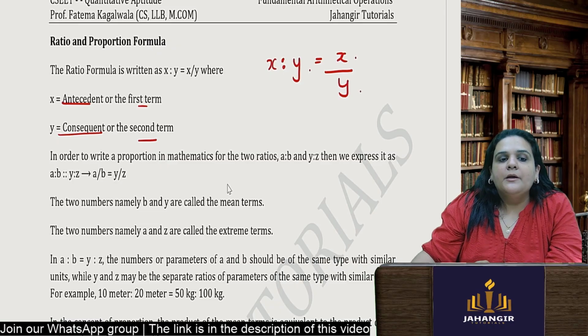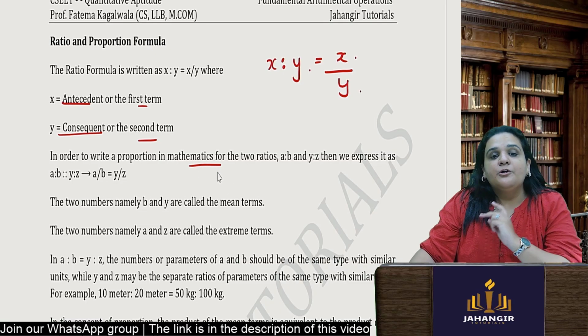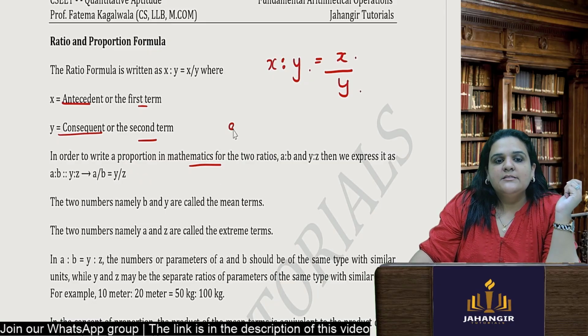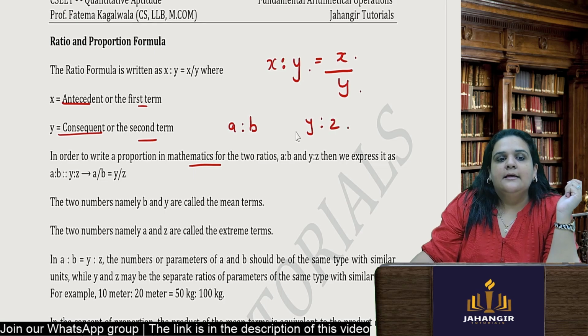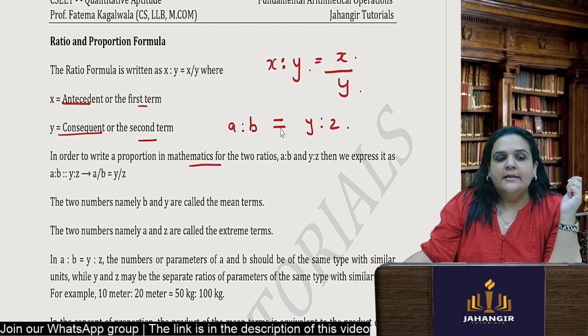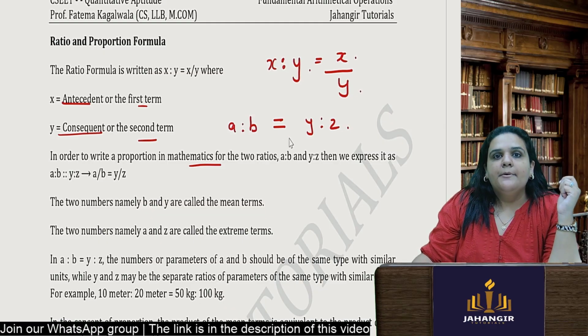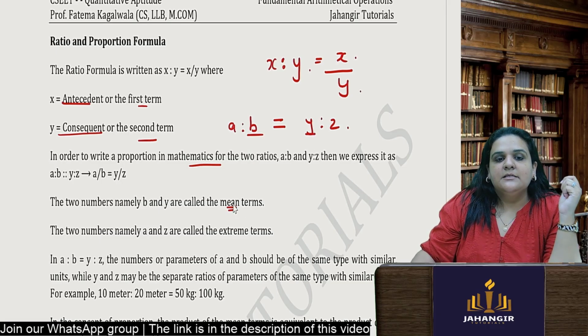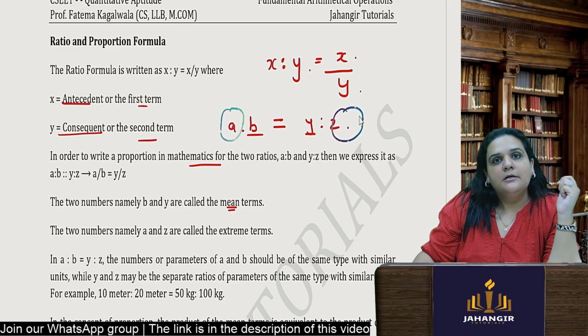In order to write a proportion in mathematics for two ratios, you say a is to b and also y is to z, and we want to express this as a is to b is equal to y is to z. So the two numbers b and y are known as the mean terms, and a and z are known as the extreme terms.